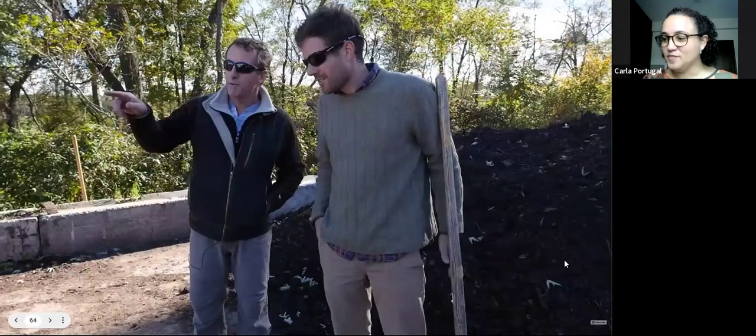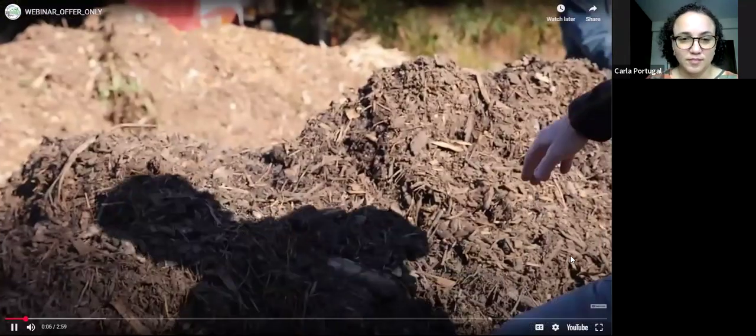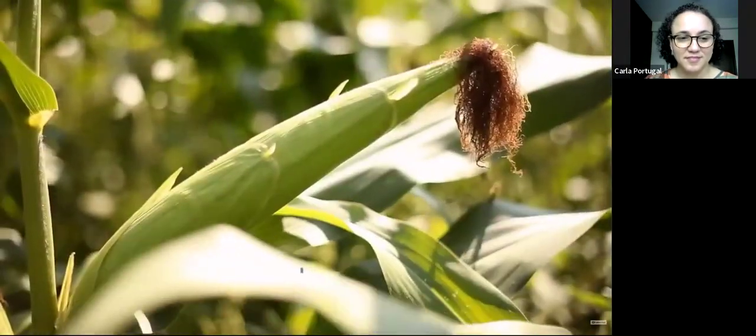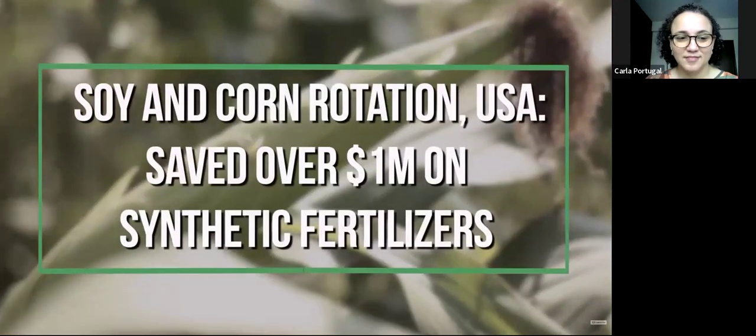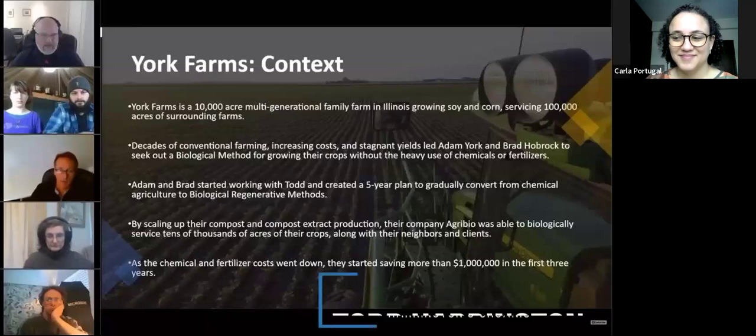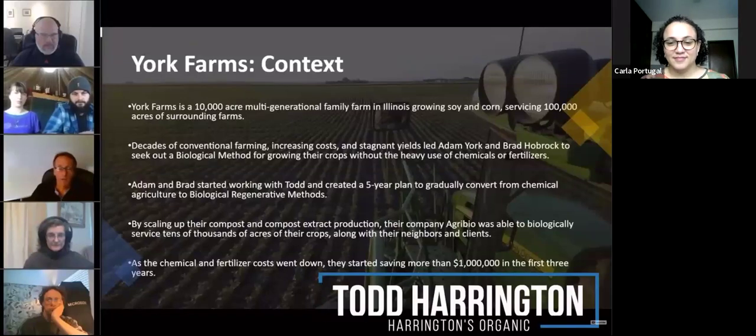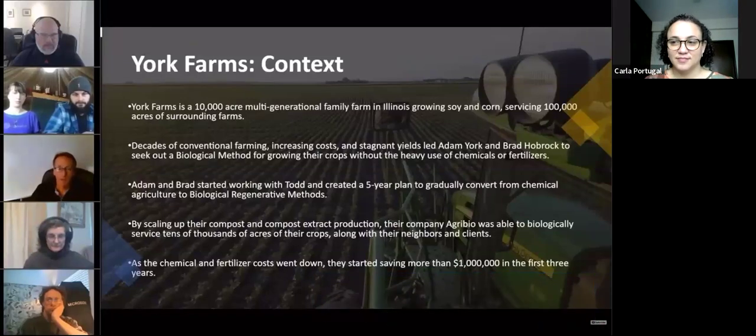Some of the farmers working with soil food web consultants around the world are seeing remarkable results. Just within the first 3 years of working with these folks, they saved over $1 million just by cutting back on synthetic fertilizers, going from 200 units of nitrogen per acre down to 150 to even 50 units of nitrogen with the same, if not a better yield, which is really exciting.